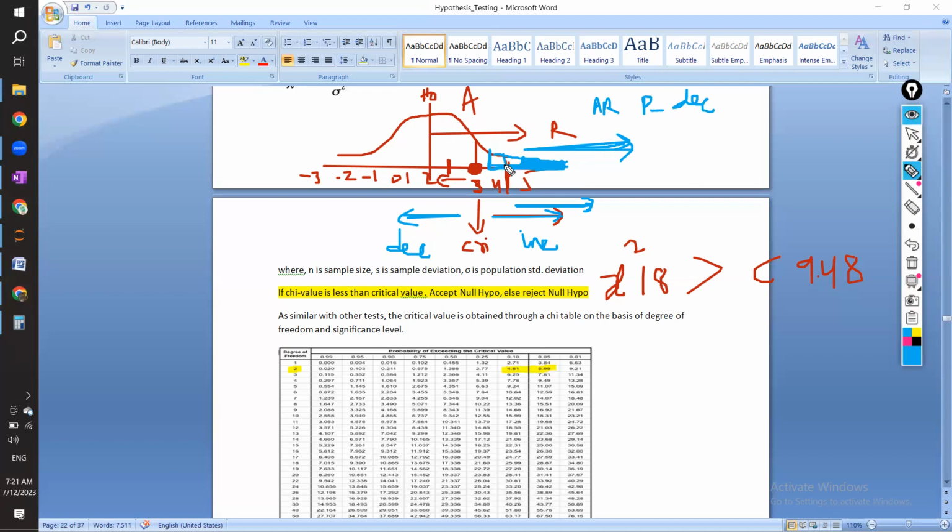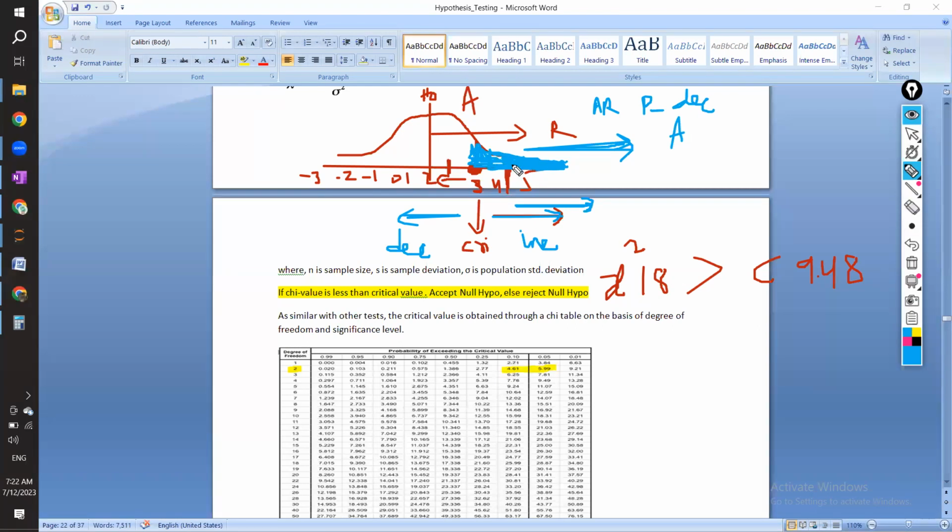Sorry, to the null hypothesis. My p-value is again increasing this much. I'm getting still closer to the null value. Now this much. If my p-value is all this area, the blue shaded, I'm moving closer and closer to the null hypothesis. That means my probability to accept the null hypothesis is increasing. So as I move towards the null hypothesis, my area is increasing. In that case, I need to accept.